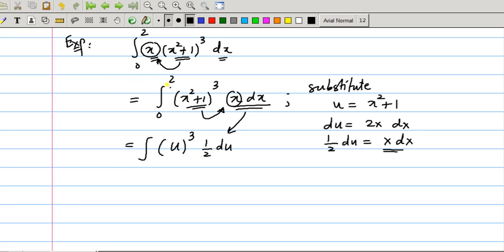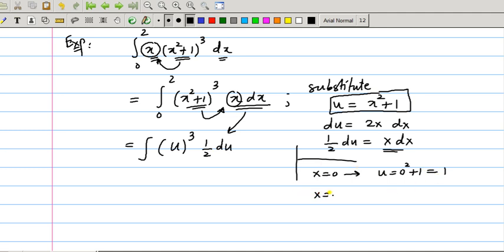But we have the limits here from 0 to 2. It means I need to change the limits as well. This is my u, so I will use the limits. My x is 0, the lower limit x0. x0 will give me u is equal to 0 square plus 1, which is 1. And when x, the second limit, is 2, my u will become 2 square plus 1, which is 5. So my limits are from 1 to 5, not from 0 to 2. Got it? We have to change the limits.